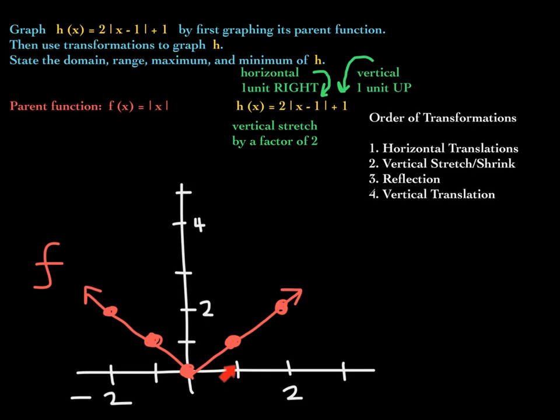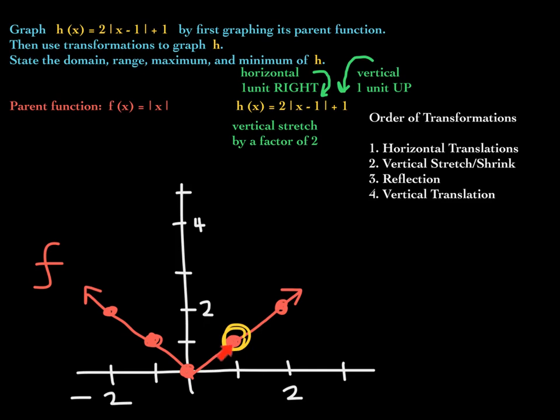I'll keep my cursor right here where we're at, okay? 1, 0. In order to stretch by a factor of 2, I take the y-coordinate and I double it. I multiply it by 2. But the y-coordinate here is 0. And 0 times 2 is still 0. All right. Now 1 unit upward. There. 1, 1 is the final resting place.